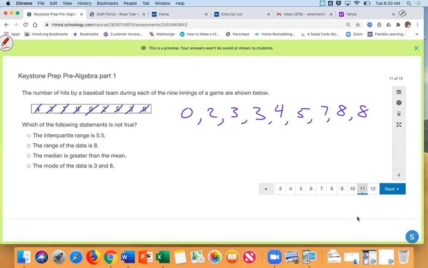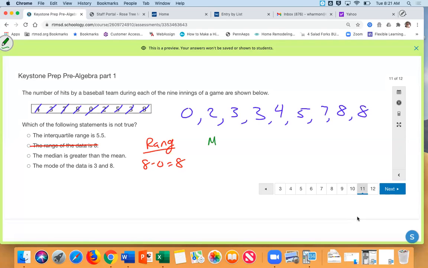Range. The range is equal to the largest minus the smallest. So the smallest is 0 and the largest is 8. So I do 8 minus 0. See how I got 8? Can you see that? Sophie? Yeah. So it says, which of the statements is not true? Well, this one was true, right? So that means it's not going to be this one, because they asked me which ones are not true.